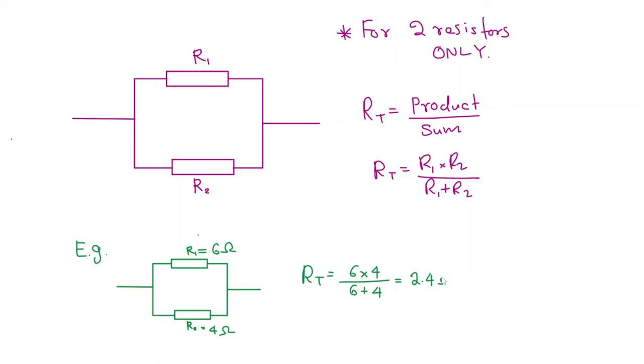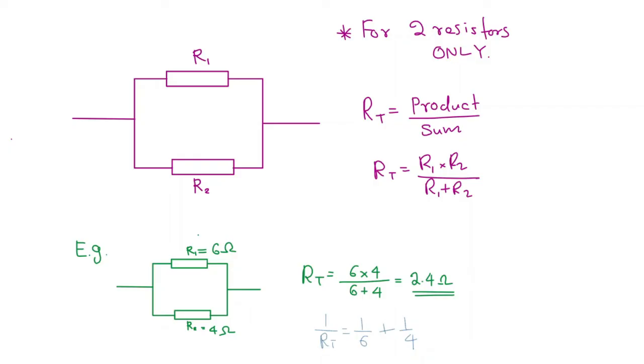Now this is a very useful thing. If you do it the normal way, you get exactly the same answer, but this one can be very useful to do it really quickly. For example, the normal way, you get 1 over R total is 1 over 6 plus 1 over 4, and then you just put it in the calculator or get the common denominator to be 12, and you get the same answer, 2.4. But this is usually a quicker way of doing it. When you have two resistors, all you need to do is product over sum.